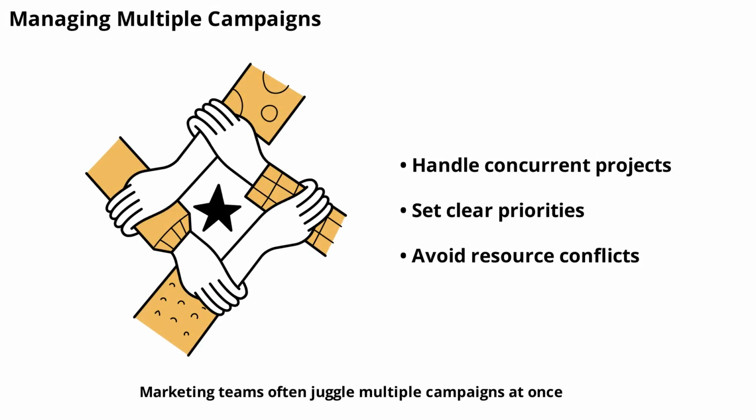Marketing teams often juggle multiple campaigns at once. Design your workflows to handle concurrent projects by using templates, assigning clear ownership, and setting priorities. Use your automation tool's dashboard to track the status of each campaign and avoid resource conflicts. Efficient workflow management ensures that all campaigns receive the attention they need without overwhelming your team.